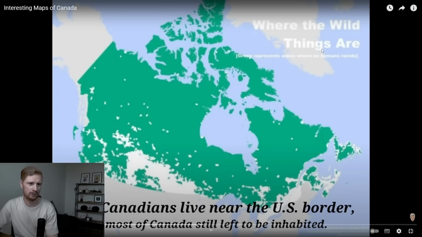Okay, where the wild things are. Green represents areas where no humans reside. Okay, this is like an inverse map of the first one. Most Canadians live near the US border, leaving most of Canada still left to be inhabited. So as I mentioned there, this is like an inverse of that first one, and it really shows when you talk about where no humans reside and it's bolded like this with the colour. It's by far the majority of the country.